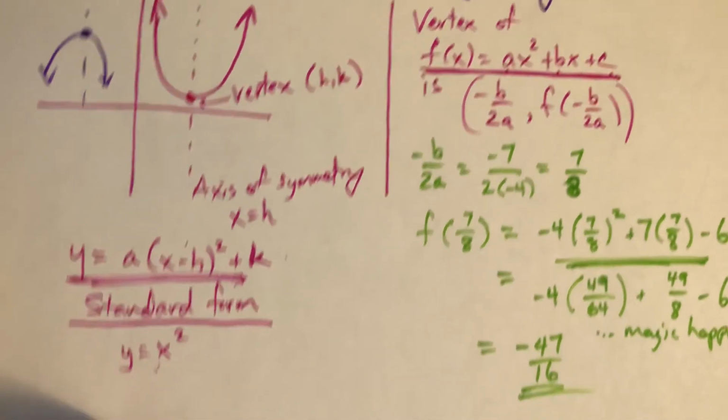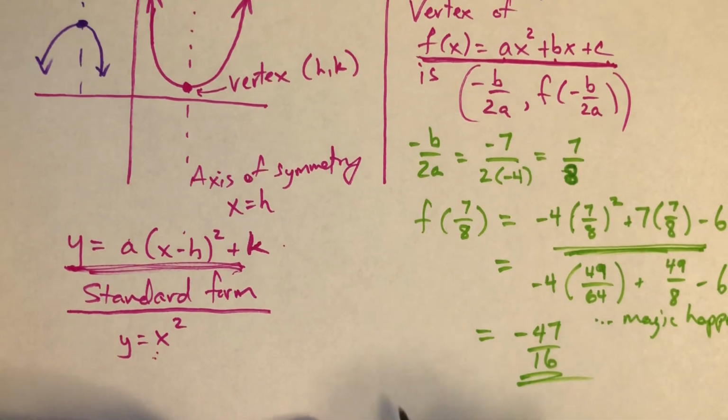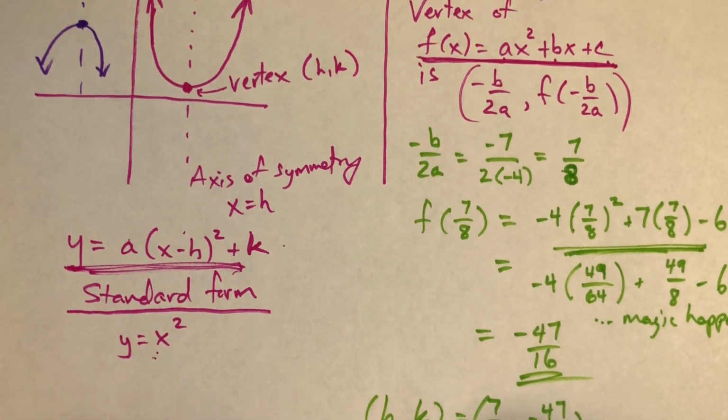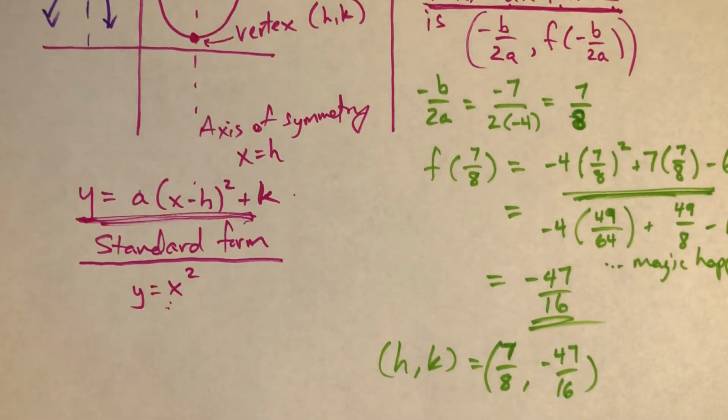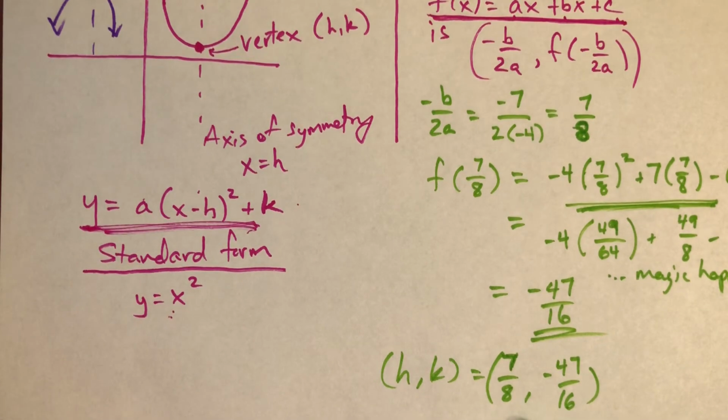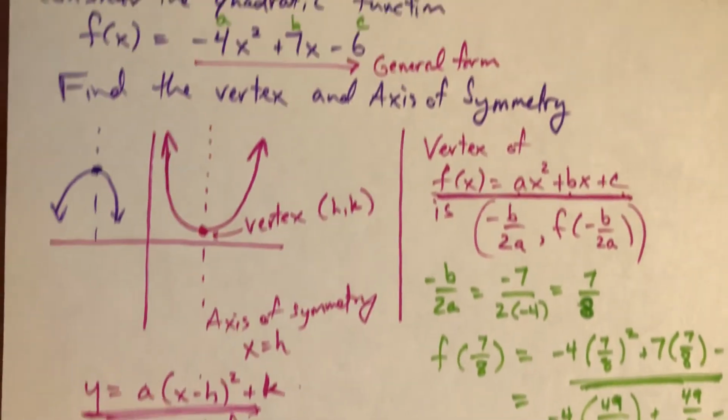So we found the y value, and now we can just say what our vertex is. So HK, our vertex, is the point 7/8, -47/16. I don't think we really lost anything there with using the calculator, because you've got the technology. Why don't you use it? So great, we found our vertex. That's wonderful. And that's not the whole task, though.